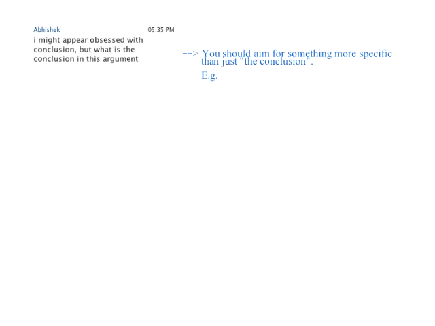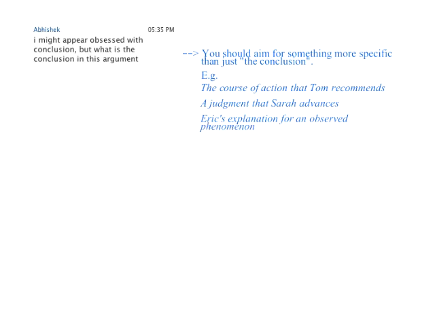The same thing with main point. There are a hundred bazillion types of main points. Like this is the course of action that Tom recommends. That's one type of conclusion. Or a judgment that Sarah advances. Or if we have a thing that we're trying to explain, Eric's explanation for an observed phenomenon. These are just three of many, many examples.